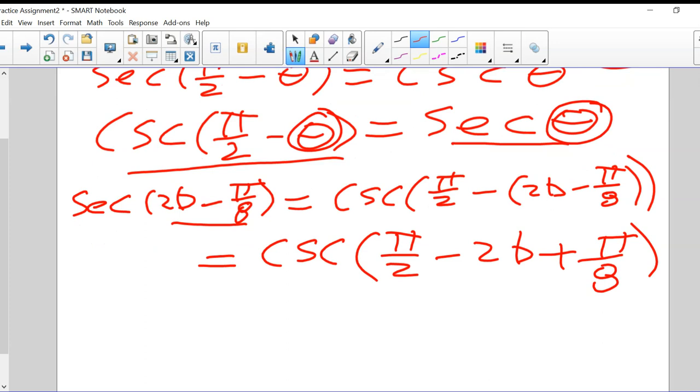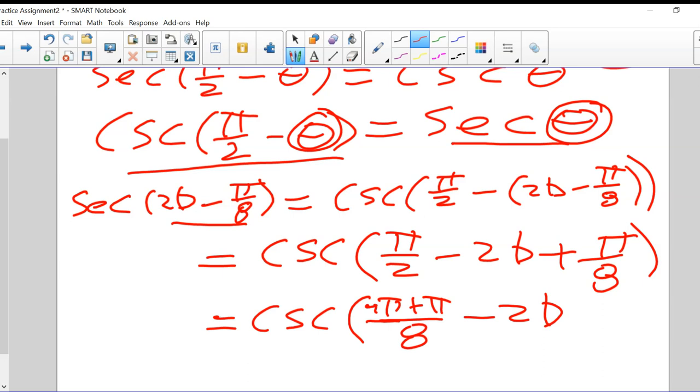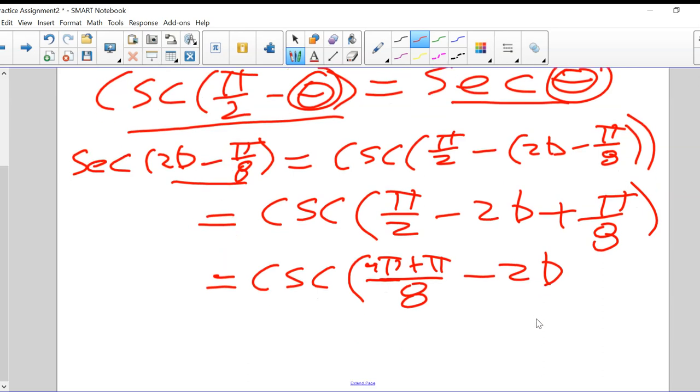All right, so let's keep going. That's equal to the cosecant of pi over 2 plus pi over 8. Well, the common denominator here would be 8. So that would be 4 pi plus 1 pi minus 2b, right? So that would be the cosecant of 5 pi over 8 minus 2b.